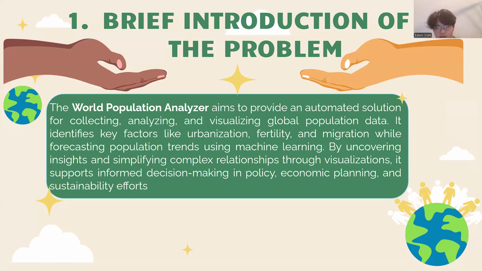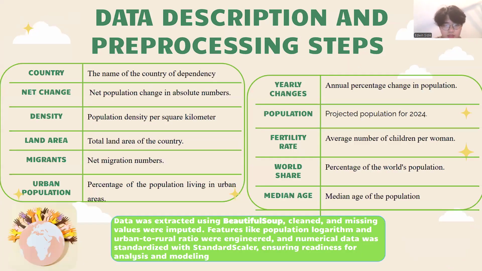The World Population Analyzer aims to provide an automated solution for collecting, analyzing, and visualizing global population data. It identifies key factors like urbanization, fertility, and migration, while forecasting population trends using machine learning. By uncovering insights and simplifying complex relationships through visualizations, it supports informed decision making in policy, economic planning, and sustainability efforts.